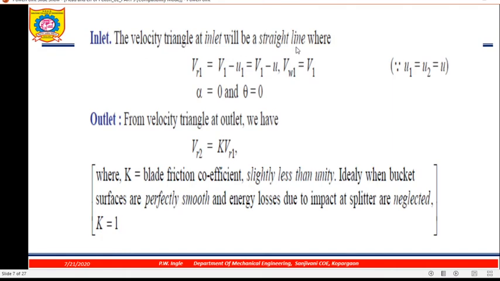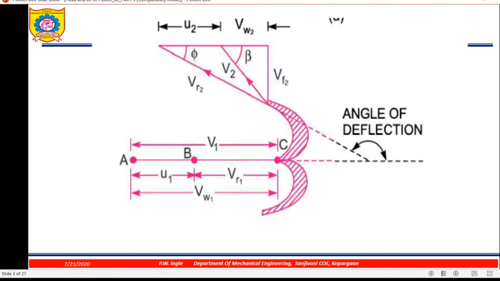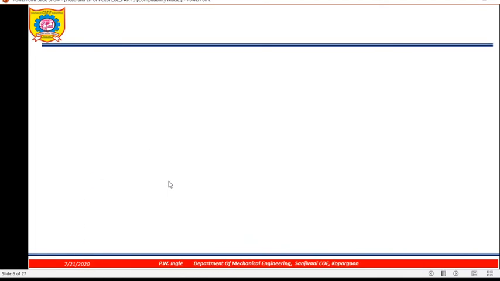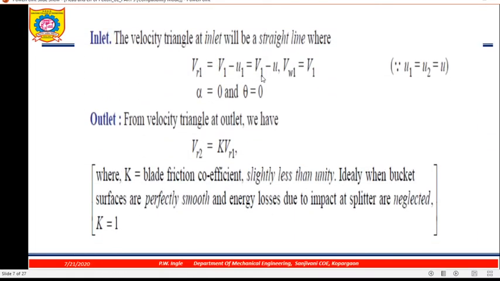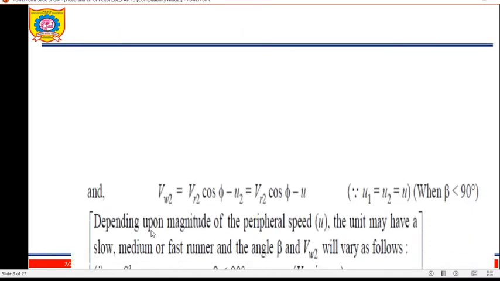The velocity triangle at inlet is a straight line where Vr1 is V1 minus U1. That is V1 minus U, because U1 equals U2 equals U in case of Pelton turbine. Vw1 equals V1, alpha equals 0 and theta equals 0. At outlet velocity triangle, Vr2 is equal to K Vr1, because Vr2 is slightly less, where K is the blade friction coefficient, slightly less than unity. When the bucket surfaces are perfectly smooth, then K equals 1.